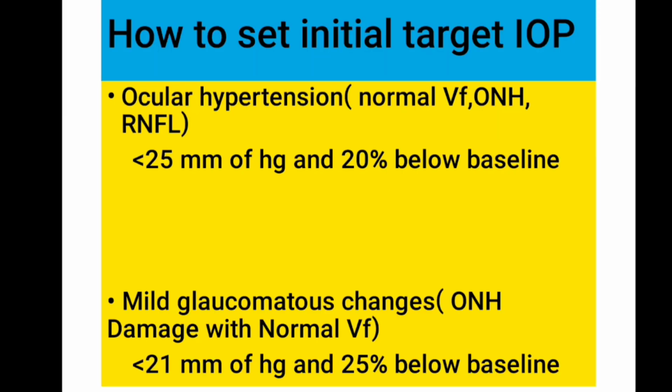How to set the initial target IOP? That depends upon various factors, such as whether there is only raised intraocular pressure, that is ocular hypertension, or associated optic nerve head damage, or associated visual field defect also. If the patient has only ocular hypertension, meaning only raised intraocular pressure but the visual fields and the optic nerve are normal, then you can aim for a target IOP of less than 25 mm Hg or 20% below the baseline. The second category is mild glaucomatous changes, that is optic nerve head changes are present but the visual fields are normal. Then you can aim for less than 21 mm Hg of intraocular pressure or 25% below the baseline.